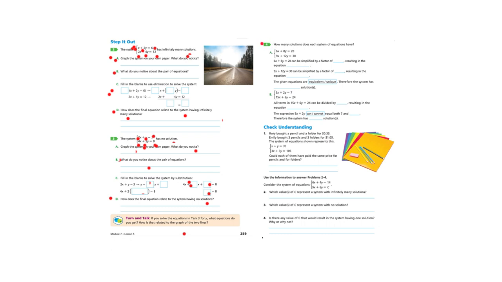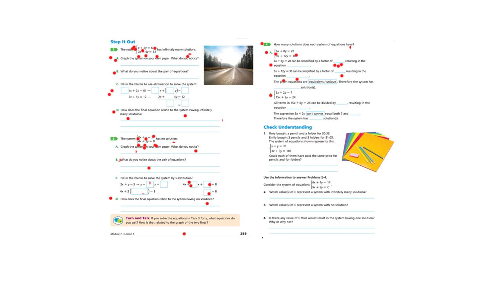Then in number 4, again, they're just giving you more practice. Now they're asking how many solutions does each system have? So here's a system, and then actually they're asking you about this one as well, B, couple more systems, and they give you a format step by step to go through. This equation can be simplified by a factor of something, resulting in a new equation that's equivalent. And then this one can be simplified by a factor of something, resulting in a new equation as well. So they're asking you to divide the whole equation by a common factor.